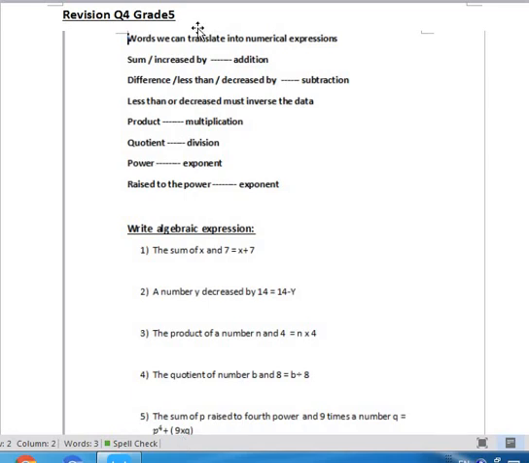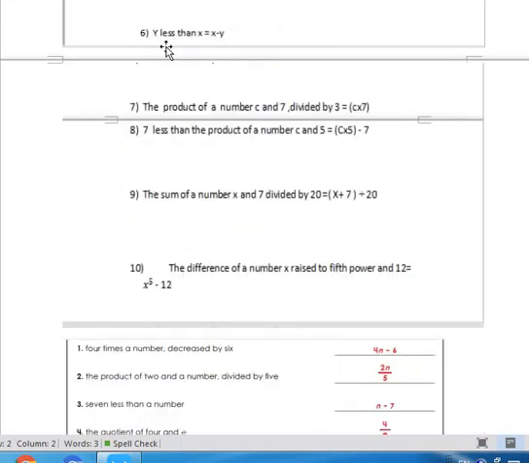9 times q. Here y less than x. Then it's y. Here less than x. Y less than x. X minus y.